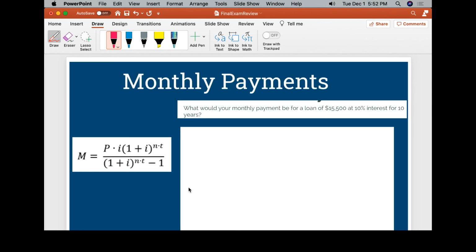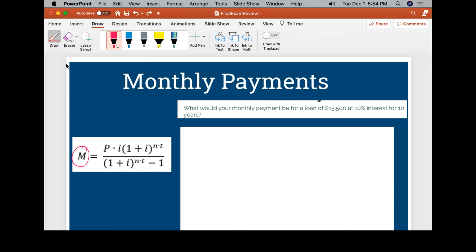All right, so monthly payment is used a lot. And again, this time we basically have to figure out the pieces and then make sure we put it in the calculator correctly. So this is asking, what would our monthly payment be? So monthly payment is M, that's what we're looking for, for a loan of $15,500 at 10% interest for 10 years.